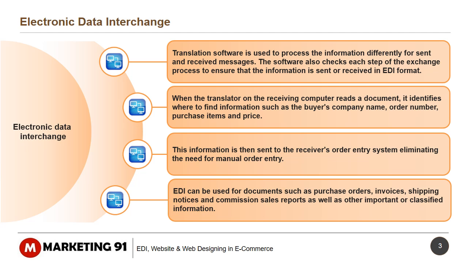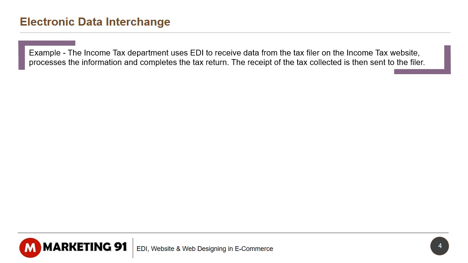EDI can be used for documents such as purchase orders, invoices, shipping notices and commission sales reports, as well as other important or classified information. For example, the Income Tax Department uses EDI to receive data from the tax filer on the income tax website, processes the information and completes the tax return. The receipt of the tax collected is then sent to the filer.